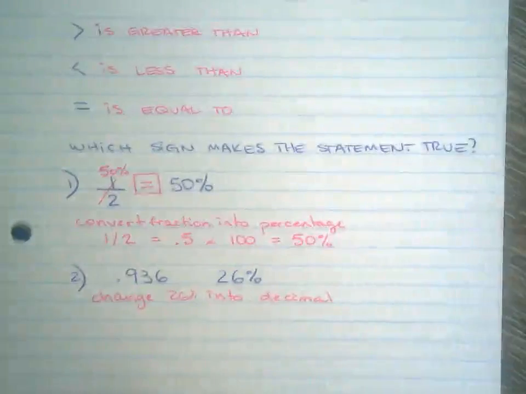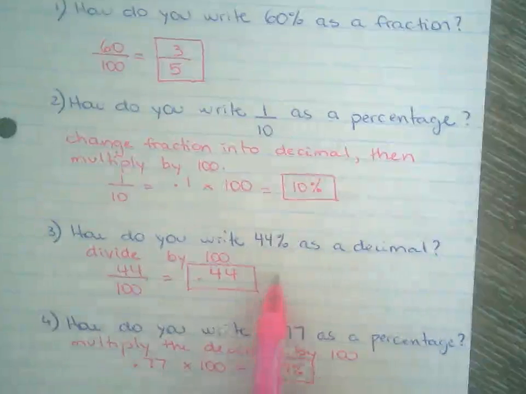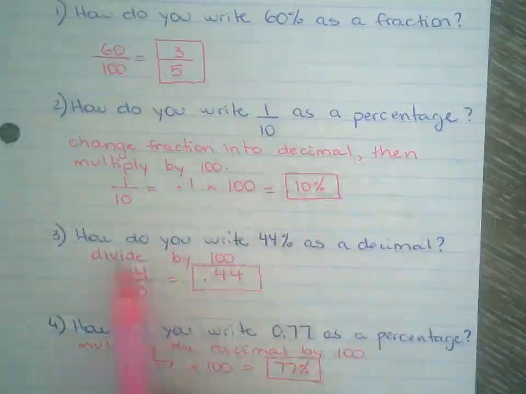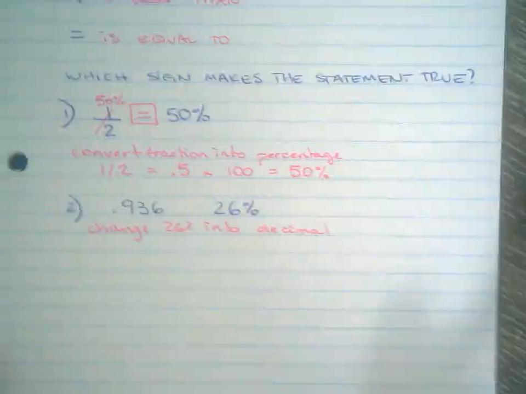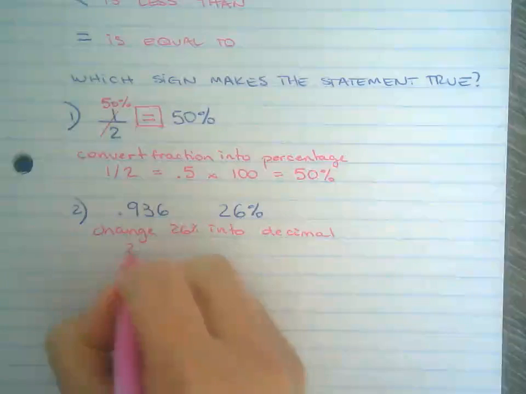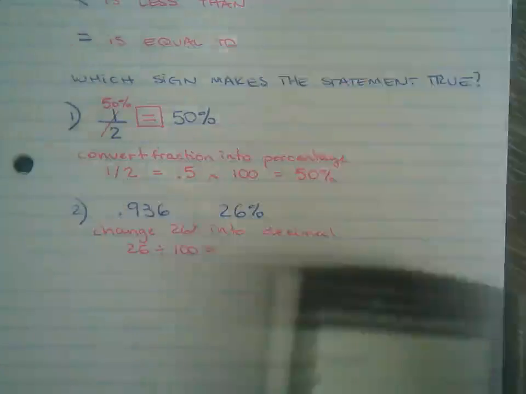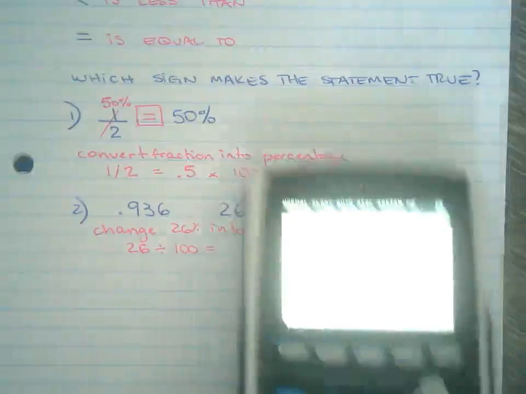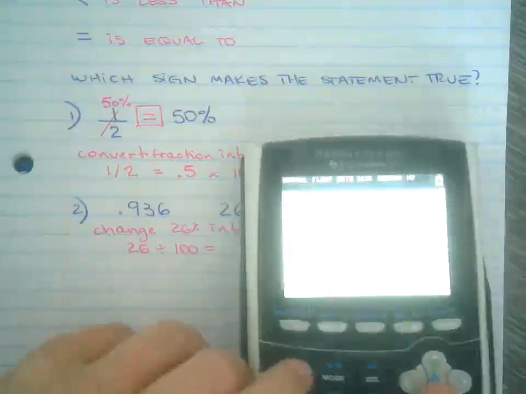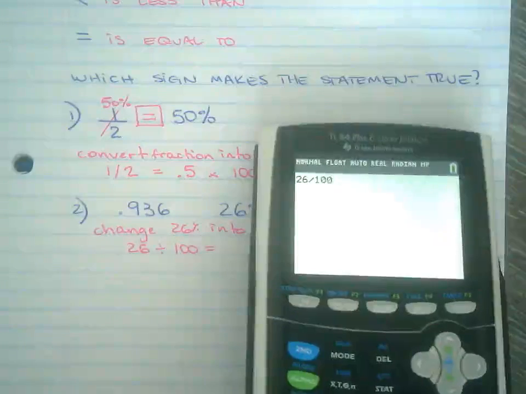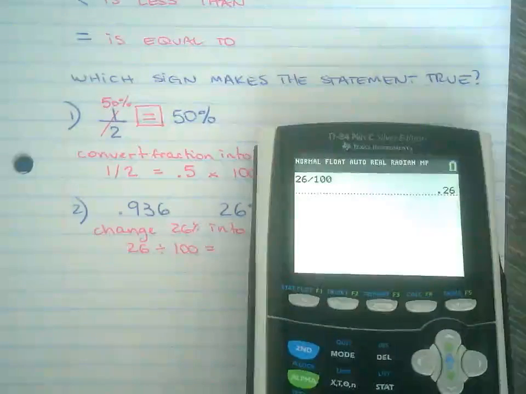Do you remember from yesterday how to do that? I'm going to look at my notes: how to change percentage into a decimal. So I just divide by 100. That's the same thing I'm going to do right now. I'm going to do 26 divided by 100. Handy dandy calculator here: 26 divided by 100, 0.26.